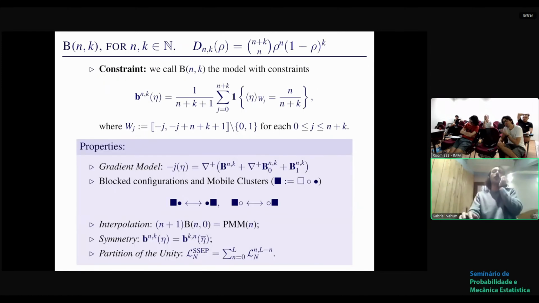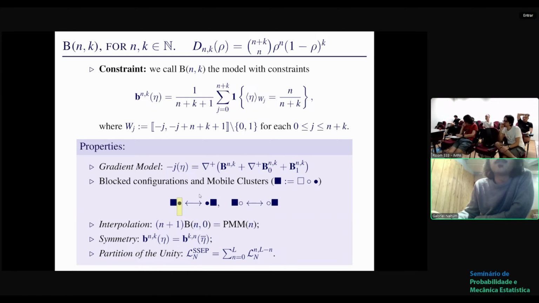Yeah, and okay, so we also have these mobile clusters. I should have written here what this means, but okay, so as I mentioned, mobile clusters are groups, clusters of particles that can be seen as a single particle. By that I mean that, for instance, this black square here is a group of particles, it is a mobile cluster, and this dot here is a particle.